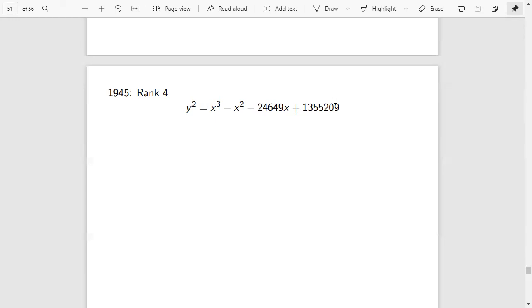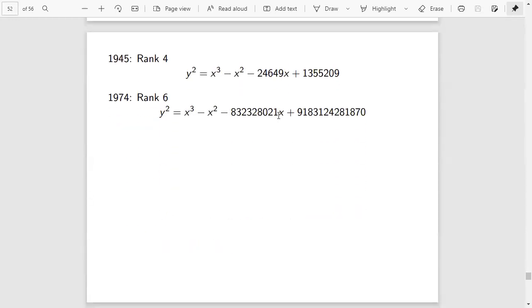People were wondering, can you have arbitrarily large ranks of elliptic curves? But it sort of got stuck. Nobody found a bigger one than rank 4 for about 30 years. So people began to believe, maybe that's it. Maybe rank 4 is as big as you can get. Until the 1970s, when they started using electronic computers, that you could do a much more efficient search for curves of big rank, and somebody found a curve of rank 6.